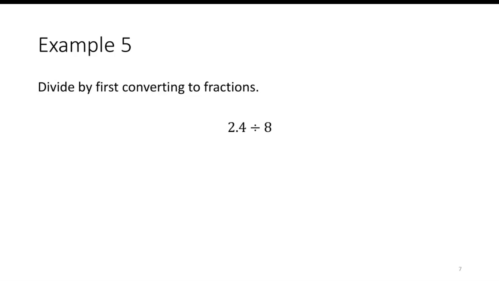All right, so now let's try division. So let's divide first by converting to fractions. So 2 4/10 is 24/10, and I'm dividing by 8/1. So I can write that as 24/10 times 1/8, where the 8 goes into 24 3 times, and we're left with 3/10, or 0.3.